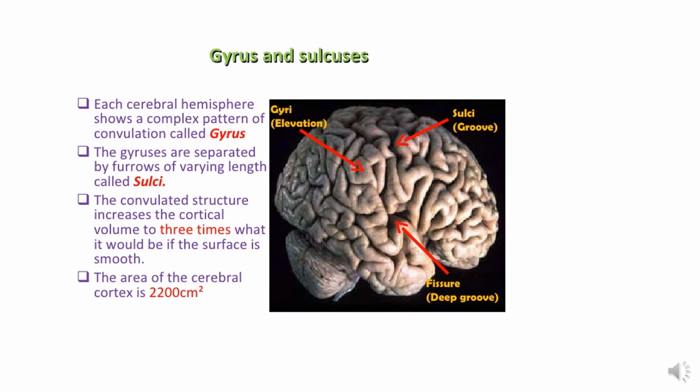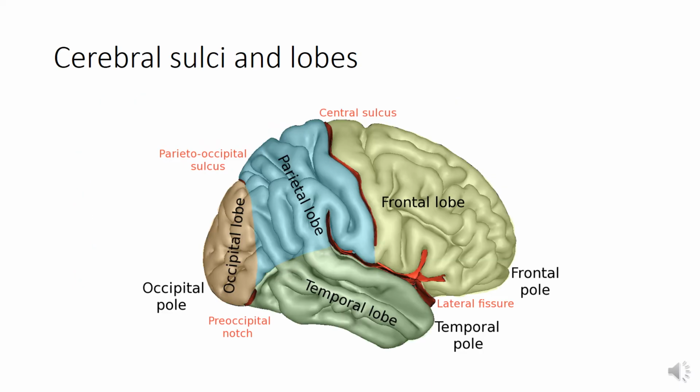The surface of the cerebral hemisphere shows a complex pattern of convolutions called gyri, that is the elevations, and these gyri are separated by furrows of varying length known as sulci. So these are sulci and the elevated parts gyri. The convoluted structure increases the cortical volume to 3 times what it would be if the surface were smooth. So these sulci and gyri are present to increase the surface area of the cerebral cortex.